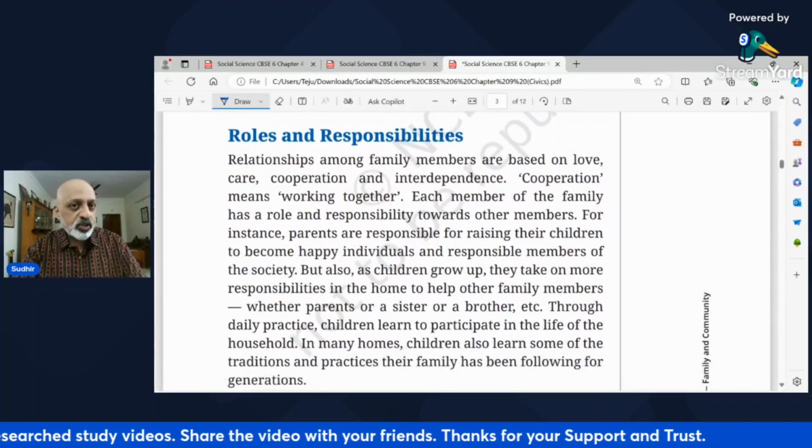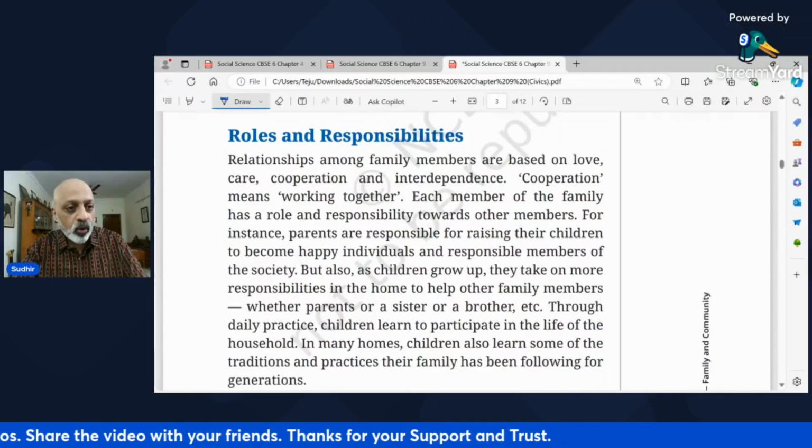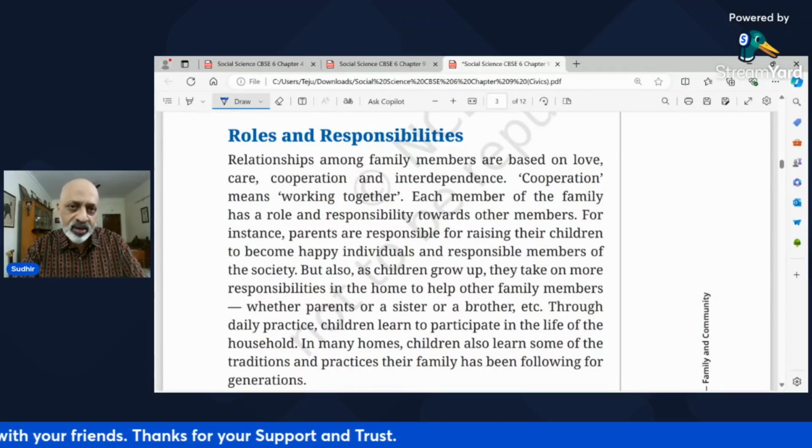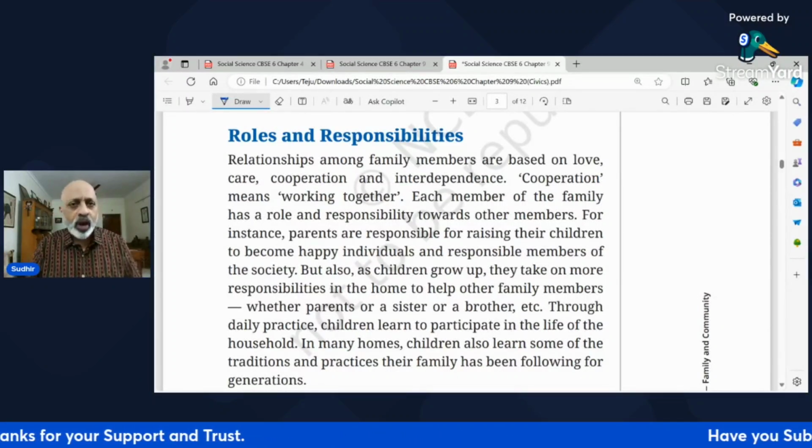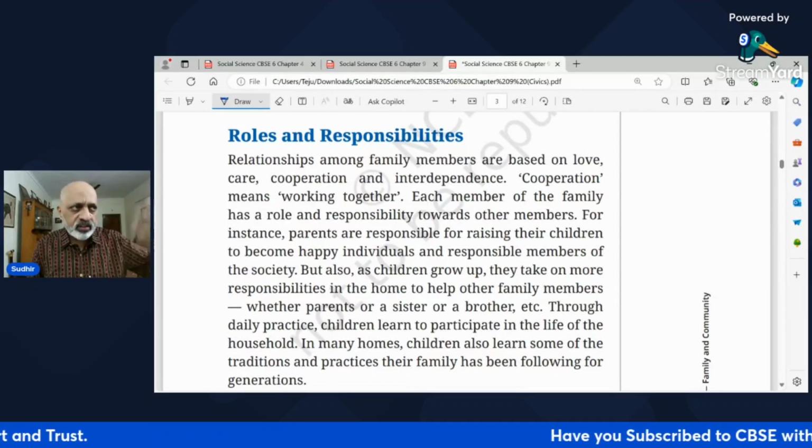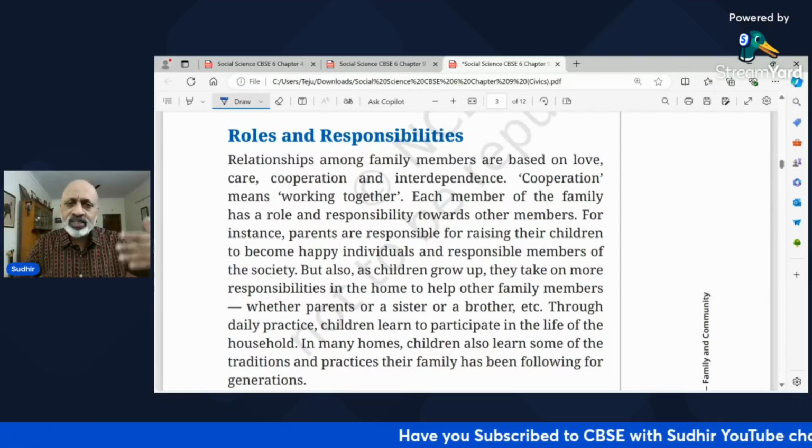Now, relationships among family members are based on love, on care, cooperation, and interdependence, in the sense that if you have, like the example I gave, if there are three sons and their wives, it's quite possible that someone may be unwell.